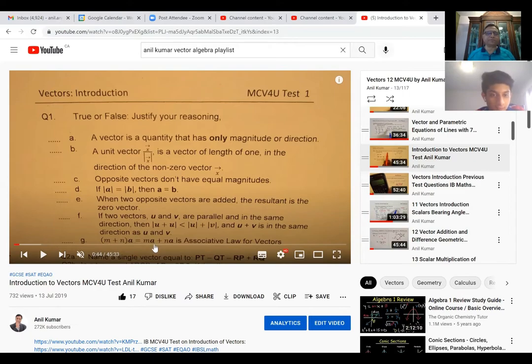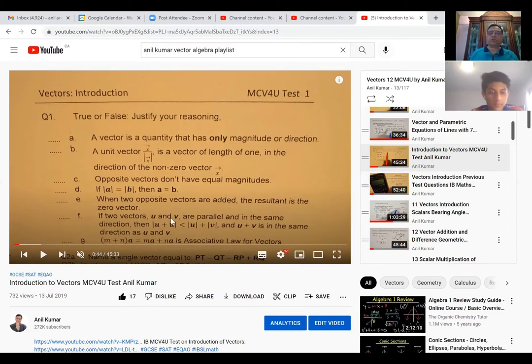Right. And when two opposite vectors are added, the resultant is zero vector. That's true. Correct. If two vectors u and v are parallel and in the same direction, then magnitude of u plus u is less than magnitude of u plus v, and u plus v is in the same direction as u and v. Sir, how would you approach that? Okay, so two vectors u and v are parallel. That means they are in the same direction. Then the sum of, actually there's a typing error there. It should be u plus v.